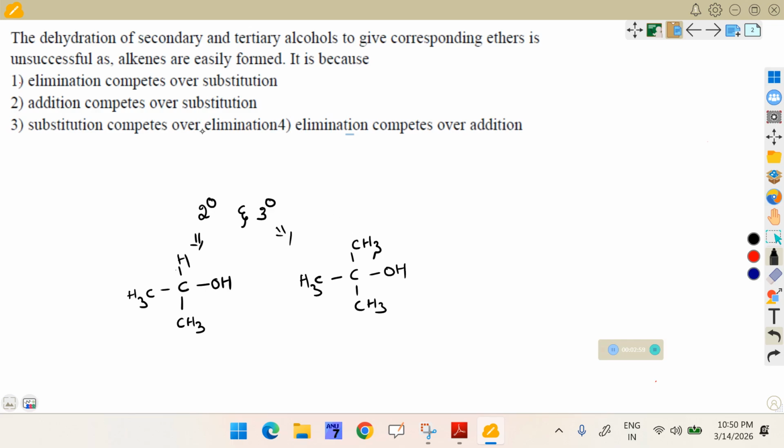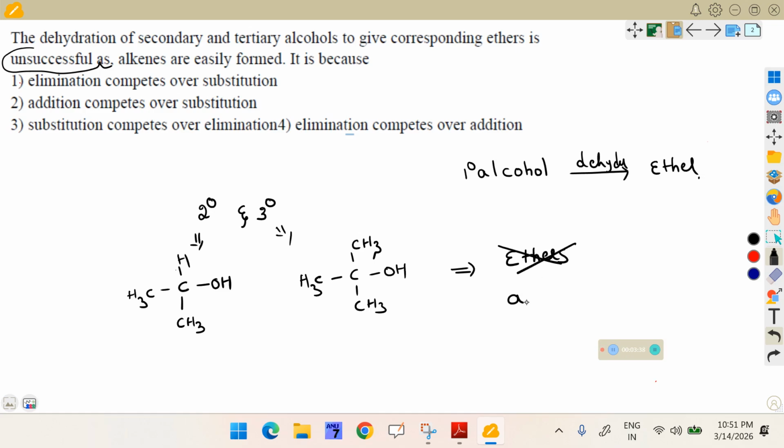Now read the question. The dehydration of secondary and tertiary alcohols to give corresponding ethers is unsuccessful as alkenes are easily formed. It is because of... 1 degree alcohol undergoes dehydration, then it gives ethers. But 2 degree, 3 degree alcohols do not give ethers, they give alkenes.